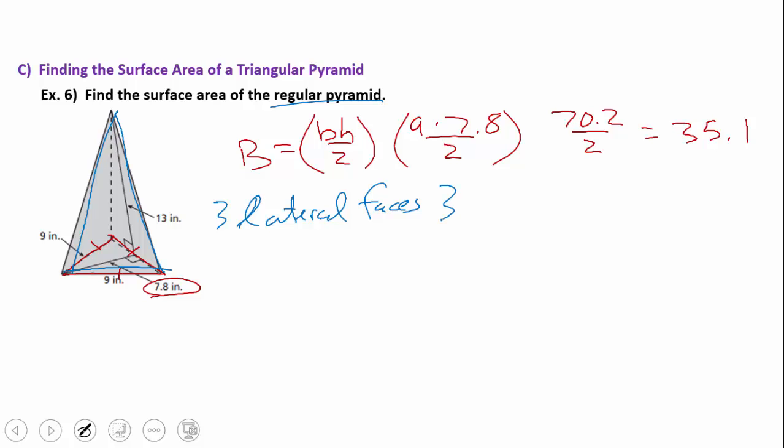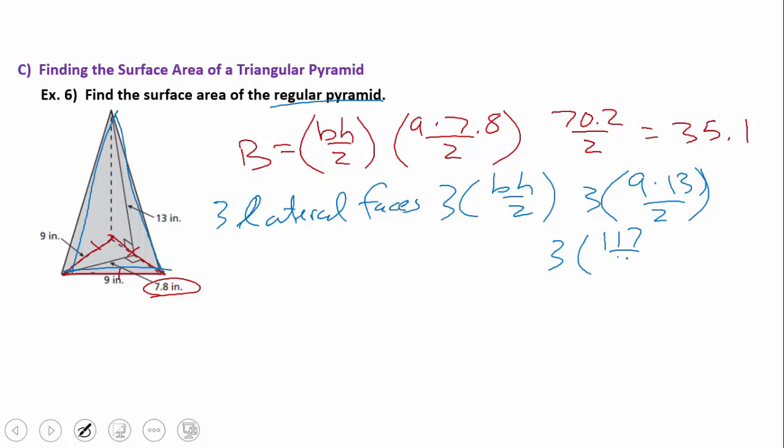And we're going to do 3 times base times height divided by 2. So that's 3 times, well, the base of the lateral face is 9 again. And the slant height is 13. And we're dividing that by 2. And that gives us 117 divided by 2, which gives us 3 times 58.5, which gives us 175.5. And we add that to our base.